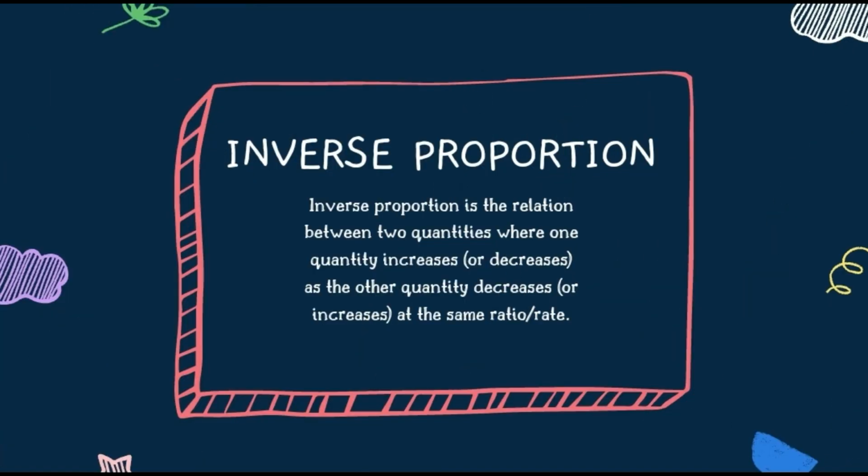Next, we have inverse proportion. Inverse proportion is the relation between two quantities where one quantity increases or decreases as the other quantity decreases or increases at the same ratio or rate.